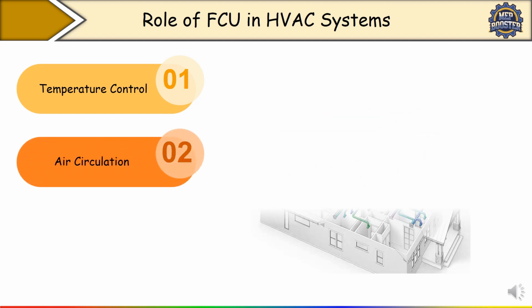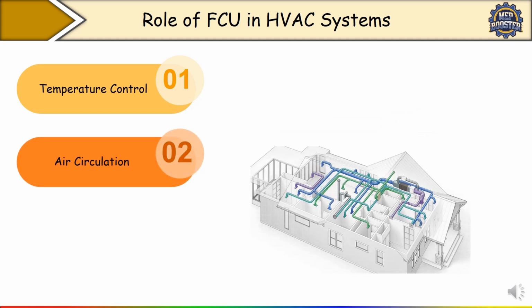Now let's see the second one, air circulation. FCUs maintain continuous air circulation by drawing room air over their coils and blowing it back into the room after conditioning. So here what happens, generally the FCU pulls in return air from the space, passes it over the cooling or heating coil and redistributes it back into the room.